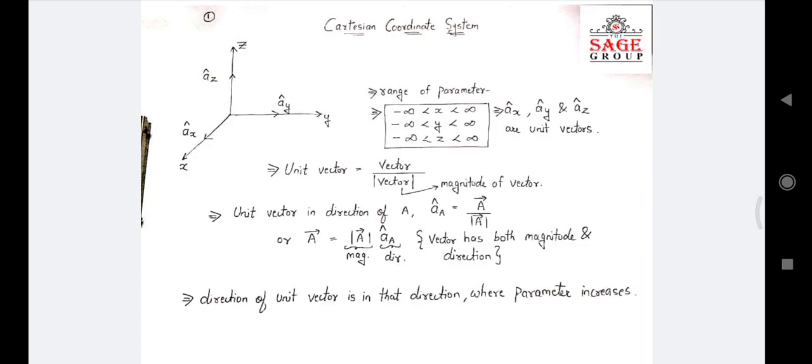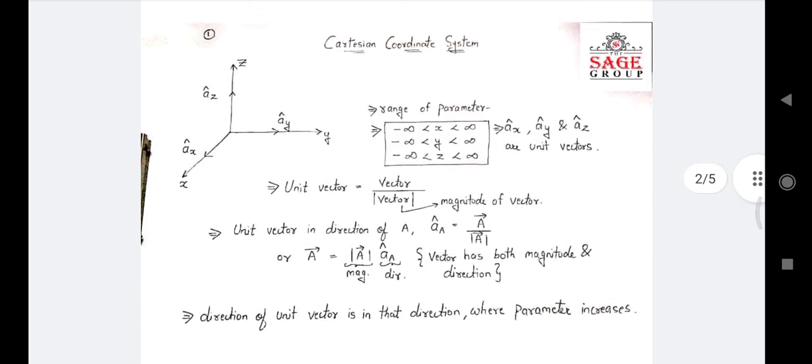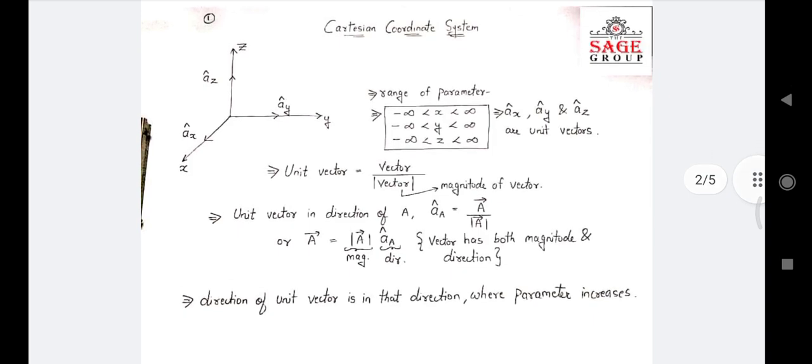Now the last point which I have written in the slide is that the direction of a unit vector is in that direction where the parameter increases. So the direction of the unit vector will always be in that direction where the parameter increases.